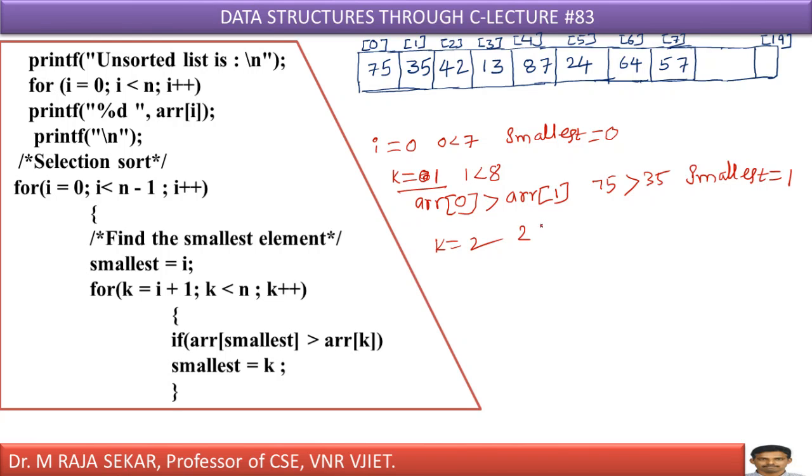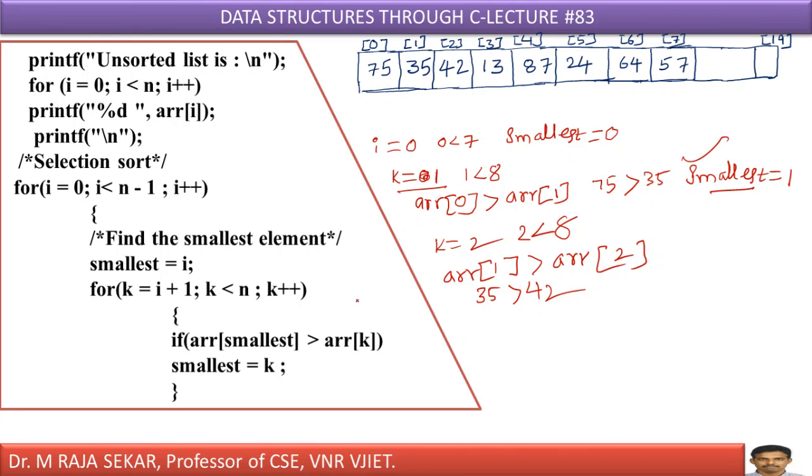2 less than n. n means what? 8, correct. If arr of smallest, arr of smallest means what? My smallest is 1. Therefore, arr of 1 is greater than arr of k. What is my k? 2. arr of 1 is 35. 35 is greater than arr of 2 means what? 42. Is it true? It's not true. If it is not true, this smallest equal to k will not get executed. Means smallest remains the same.